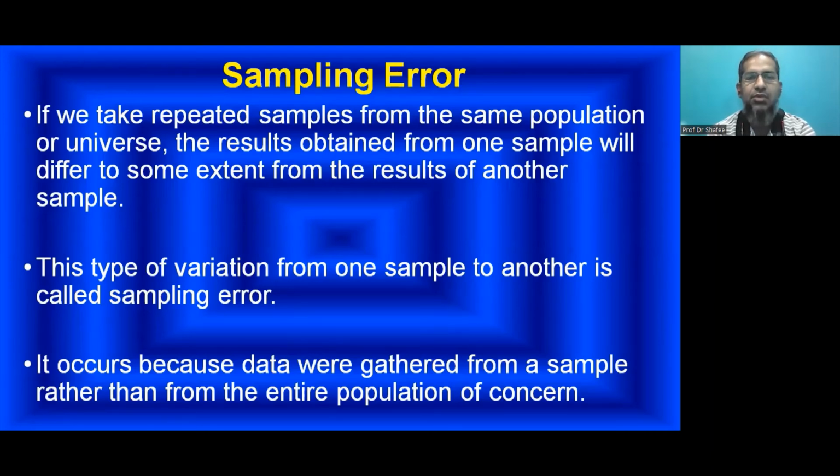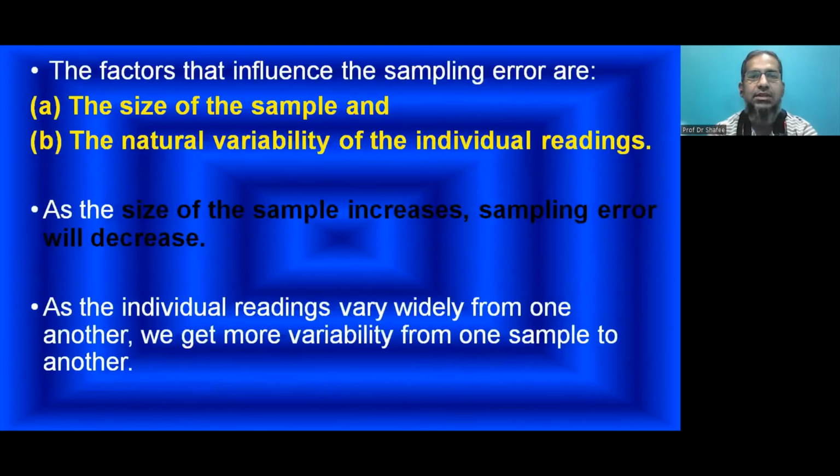Like this, third sample, fourth sample, fifth sample. So in each sample, the mean of the observations will be different. This type of variation from one sample to another sample is called a sampling error. Because of the selection of the sample in different ways, we get different results. This is called a sampling error. It occurs because data were gathered from a sample rather than from the entire population of concern. That's why there are some variations.